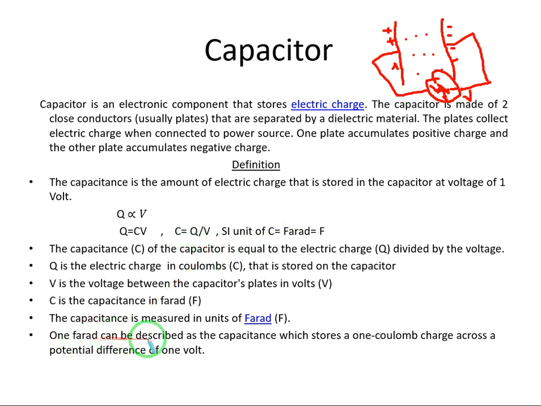So 1 farad can be described as the capacitance which stores 1 coulomb charge across a potential difference of 1 volt. This is a potential difference of 1 volt, and 1 coulomb charge is going to be stored on a plate. So this is called 1 farad. Keep in mind, what is the definition of 1 farad? When the charge is 1 coulomb and the potential difference is 1 volt, this is called 1 farad.